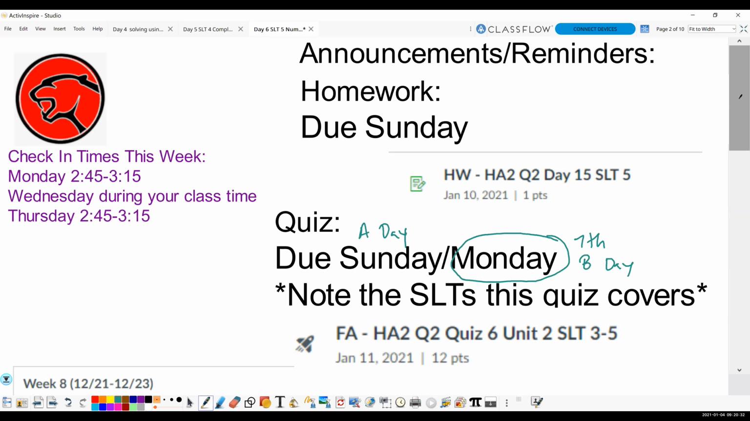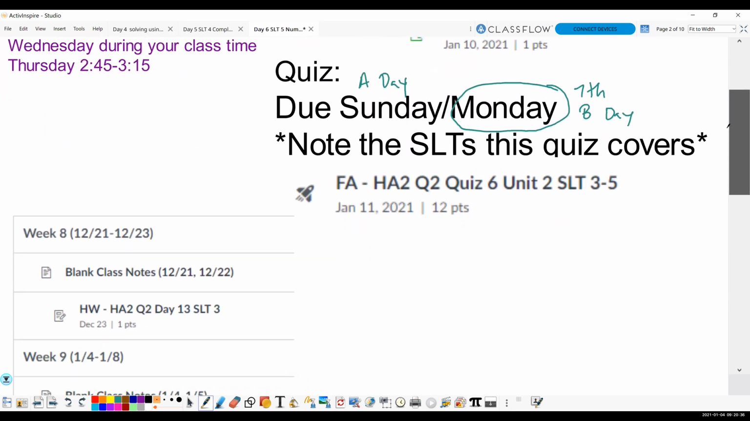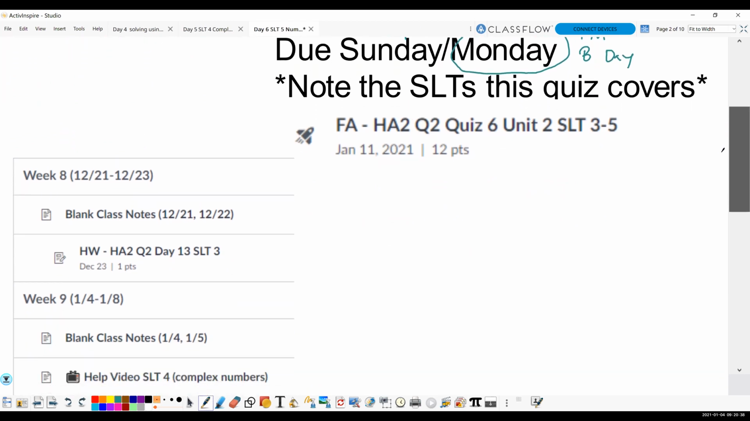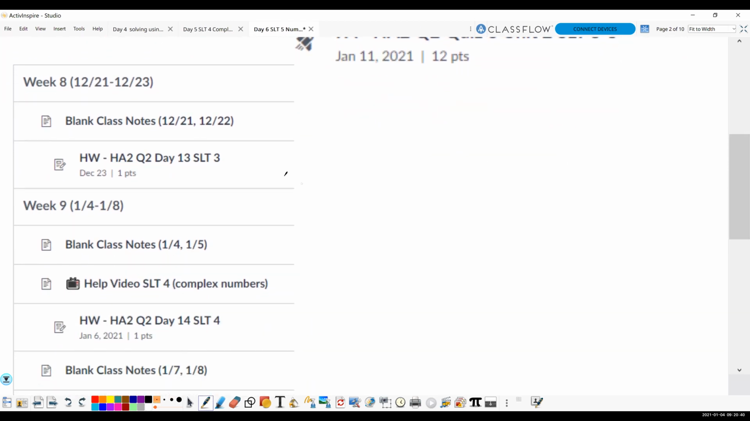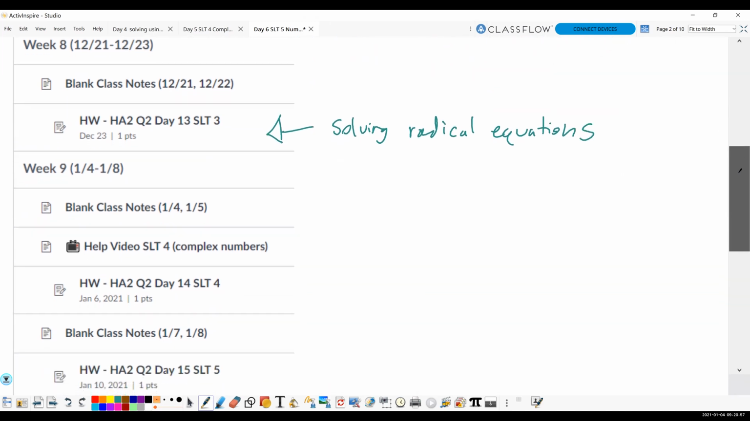Now, as a reminder, this quiz is not just on imaginary numbers. It will cover the lesson before break. So this is the lesson right here on solving radical equations. So make sure you review that in addition to the work we've done this week with imaginary numbers. Okay, so this is all what the quiz this weekend is on.